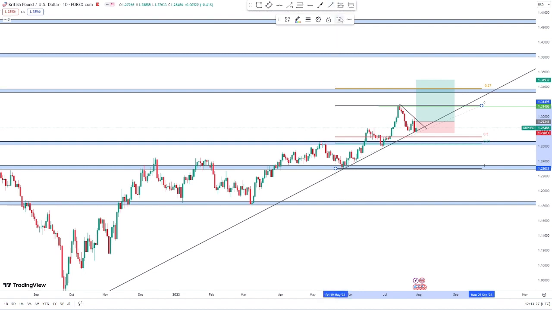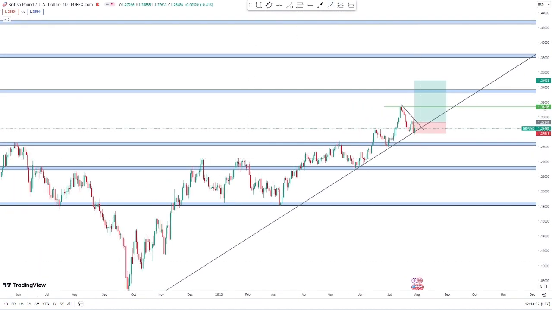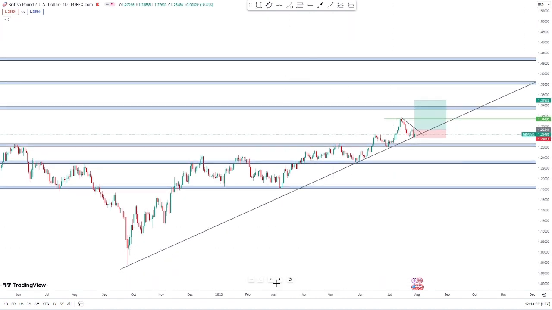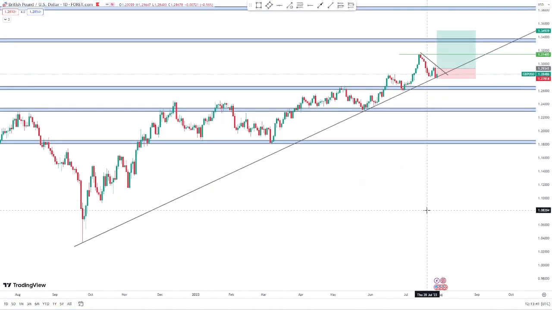If price fulfills all these criteria, then I'll be interested in engaging this pair. But if all these don't happen, then I won't be interested. Okay.